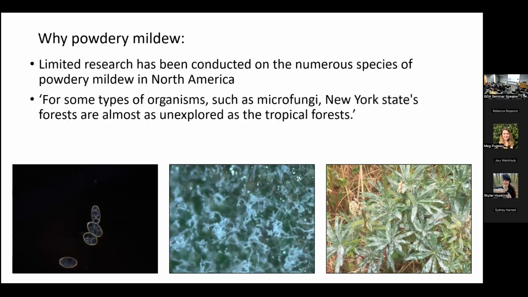And I just love this quote too. This is from a really well-known mycologist, Amy Rossman. She wrote that for some types of organisms, such as microfungi, New York State's forests are almost as unexplored as the tropical forests. And I always like, you can take this one step further. If I went and collected specimens all around North Carolina State University, I would probably find between 15 and 20 undescribed species. And you could say that North Carolina State is as unexplored as the tropical forest.